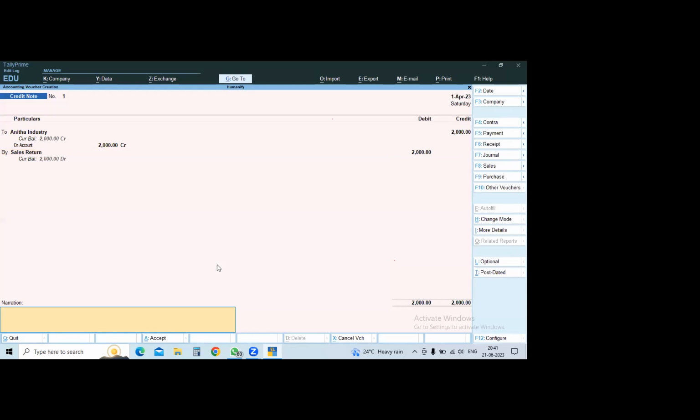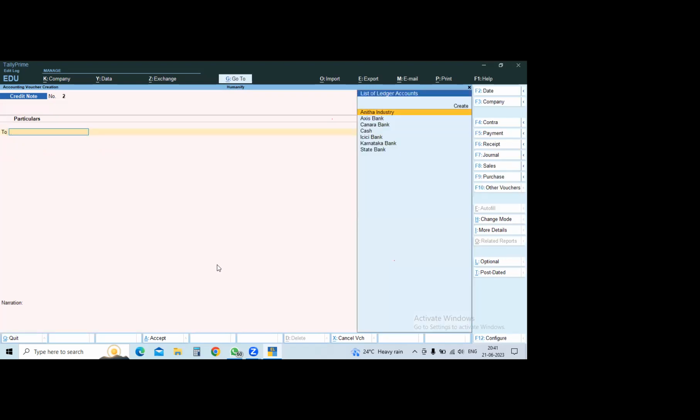Same way debit note will come. Control A to accept. It will get the same amount only, ma'am, 2,000, 2,000 only. By default it will come. Debit entry, credit entry, same amount only. Now you go to other voucher, open debit note voucher.